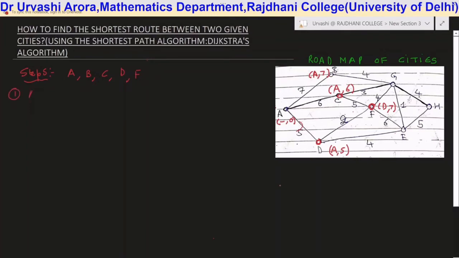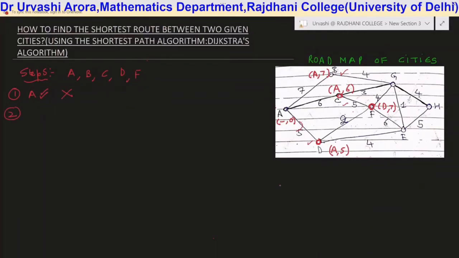Now the first thing is that considering the labeled vertex A, there is no adjacent unlabeled vertex corresponding to the labeled vertex A, because there are 3 vertices which are adjacent to A, namely B, C and D. B is adjacent, C is adjacent, and D is adjacent to A, but none of them is unlabeled. All the 3 are labeled, which means that there is no adjacent unlabeled vertex corresponding to the labeled vertex A. So this vertex will not contribute anything in this step.